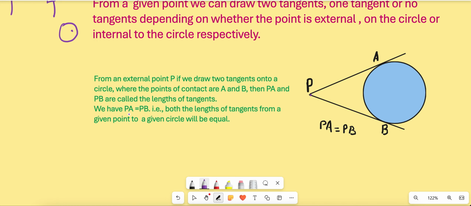But we have PA equal to PB. That means both the lengths of tangents from a given point to a given circle will be equal. So this point is well explained by the statement PA equal to PB. The lengths will be equal.